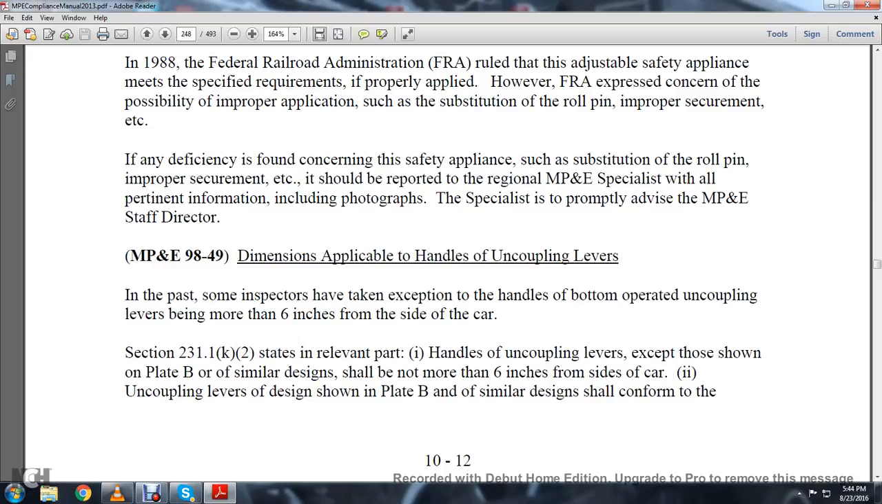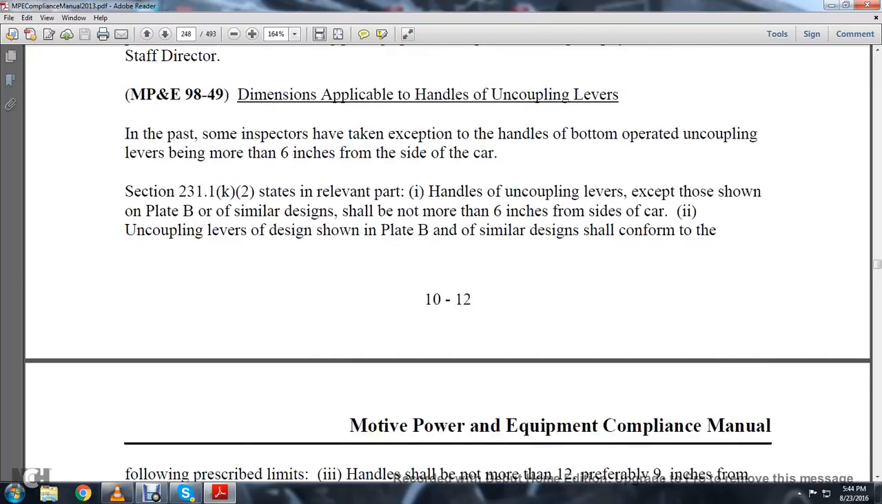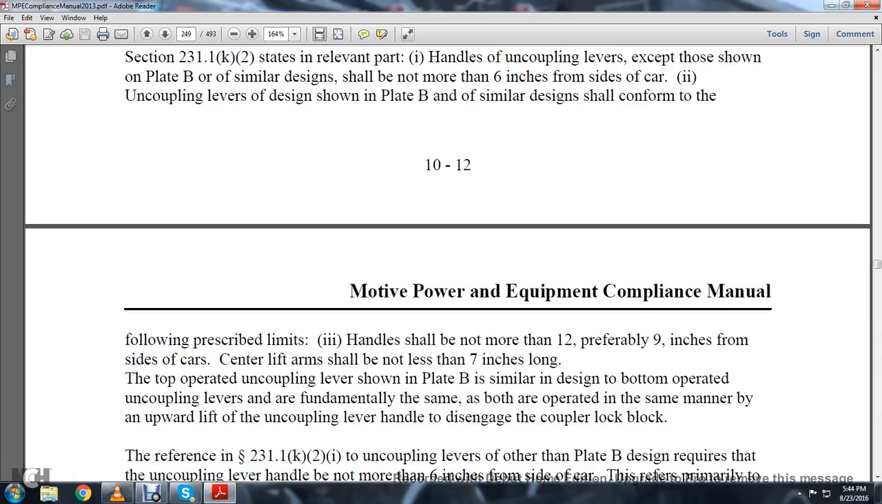Regarding the dimension applicable to handheld uncoupling levers, in the past some inspectors have taken exception to bottom operated uncoupling levers being more than 6 inches from the side of the car. Section 231.1(k)(2) states the relevant part: handholds and uncoupling levers, except as shown in Plate B or of similar design, shall not be more than 6 inches from the side of the car. Uncoupling levers of the design shown in Plate B or of similar design shall conform to the following prescribed limits: handles should not be more than 12, preferably 9 inches from the side of the car, and the center lift arms should not be less than 7 inches long.